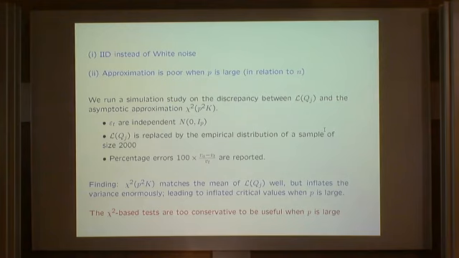Before I show you the method, I show you the results. The takeaway message is that the chi-squared approximation matches the mean of the true distribution well, but inflates the variance enormously. When the variance is larger, it pushes the distribution further apart from the center. This makes the critical value too large. That's why those tests become powerless in the high-dimensional case. So what we are saying is that the chi-square based tests are too conservative to be useful when p is large in relation to n.